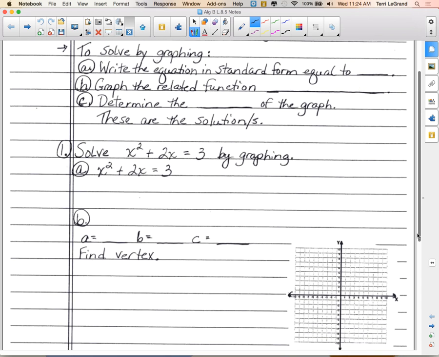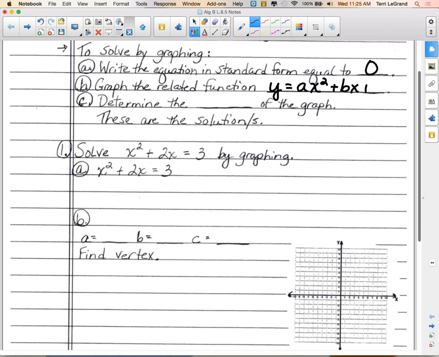How do we solve by graphing? Write the equation in standard form, ax squared plus bx plus c, but we're going to set it equal to 0. Okay? So in other words, there's not going to be a y all the time. In fact, usually there isn't. But if there is, the y and the 0 will be interchangeable. Okay? And then we're going to graph the related function. In other words, as if it were y.